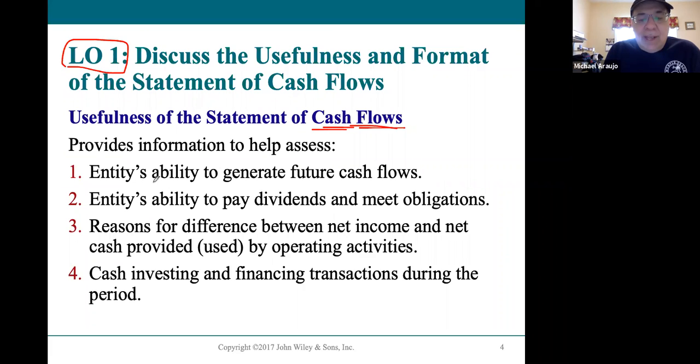It looks at the company's ability to generate cash, which is extremely important today. I mean, that's one of the biggest problems in business today, is that there's not a lot of cash flow, and that's endangering a lot of businesses, both small and large. They need cash in order to pay dividends and to pay bills.